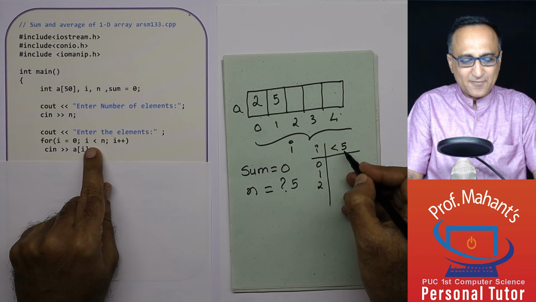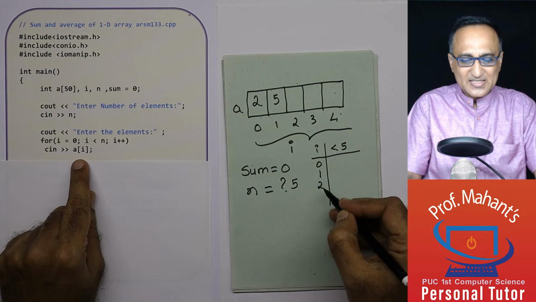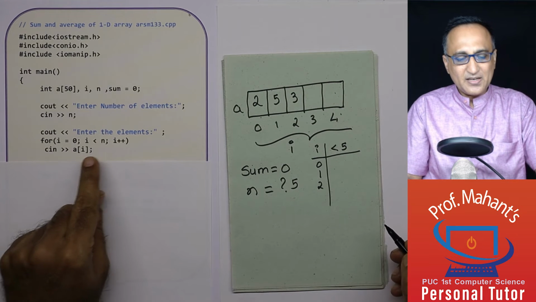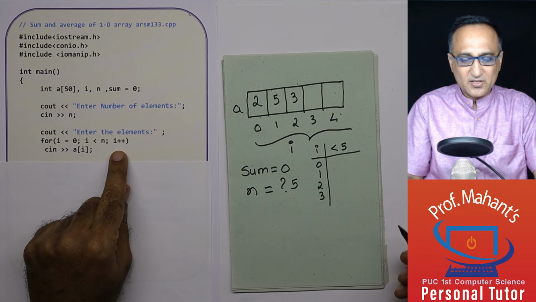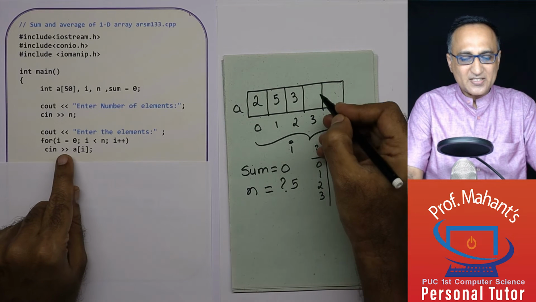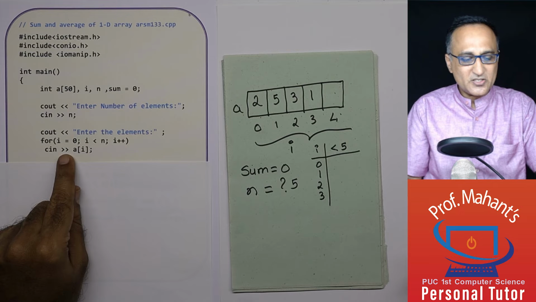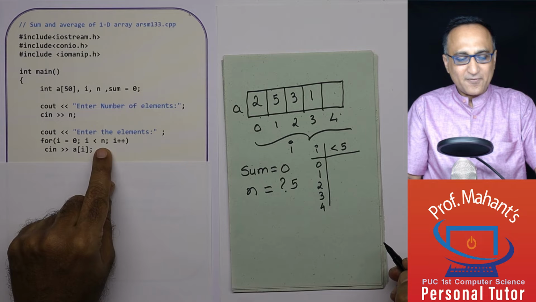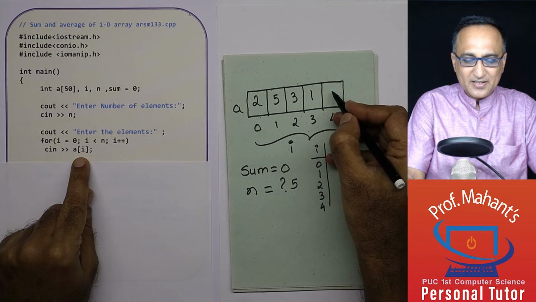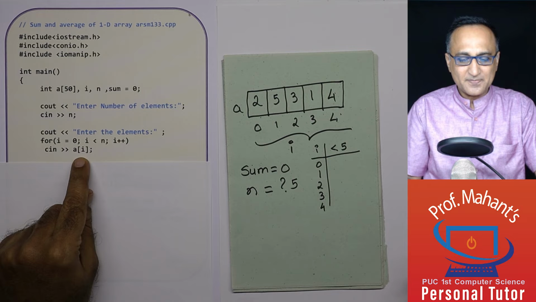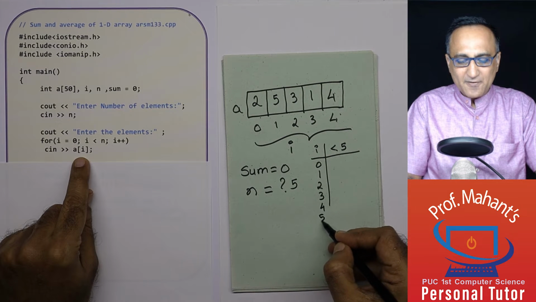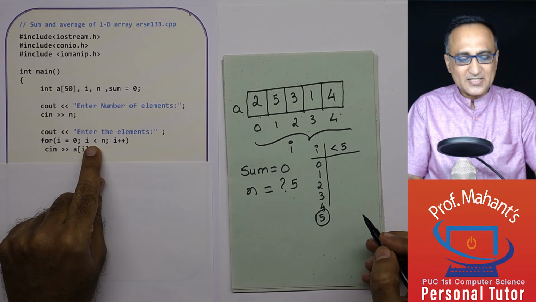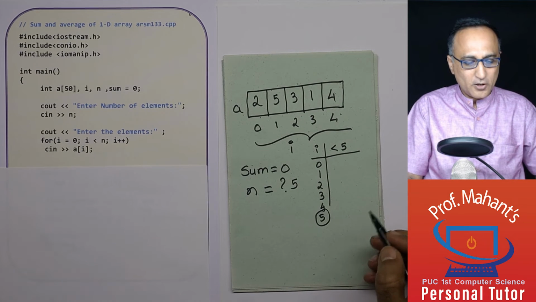2 is still less than 5, so I am coming here. In the second location, I am reading one more number. Let us say 3. Then by increasing I by 1, I becomes 3. In the third location, I ask the user to enter a value, and let's say he or she enters 1. I is now increased to 4. 4 is less than 5. A of 4, let me say I enter the number 4 itself. Now I has become 5. When I come here, increasing I to 5, 5 is not less than 5. So I come out of this for loop.